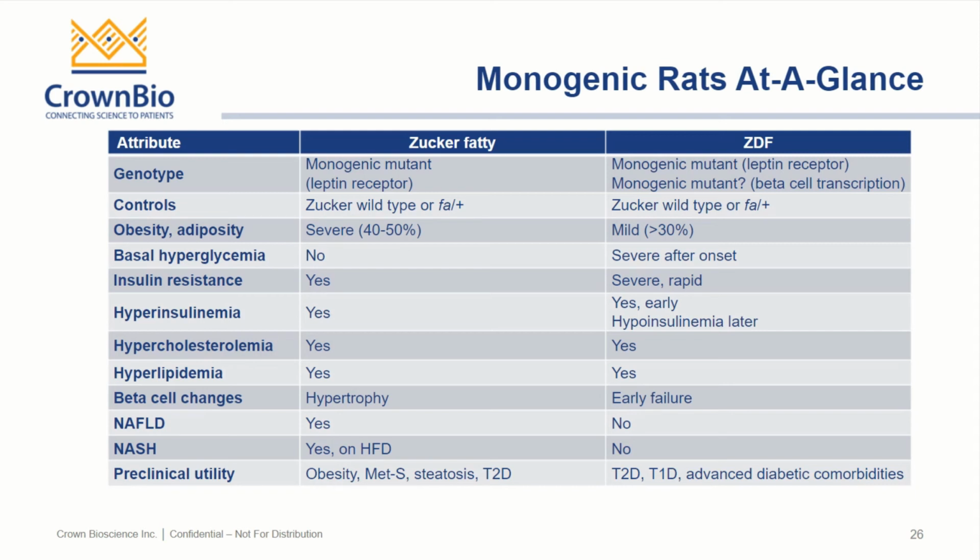The Zucker diabetic fatty rat is also a monogenic mutant receptor predisposed to beta cell transcription defects. Controls include the Zucker wild type or heterozygous animal. They exhibit mild obesity and severe basal hyperglycemia, which rapidly progresses to severe insulin resistance, leading to diabetes and actually very rapid onset of death. They exhibit early failure of beta cell changes, do not develop fatty liver disease. They're useful for type 1 and type 2 diabetes, as well as studies on advanced diabetic comorbidities.